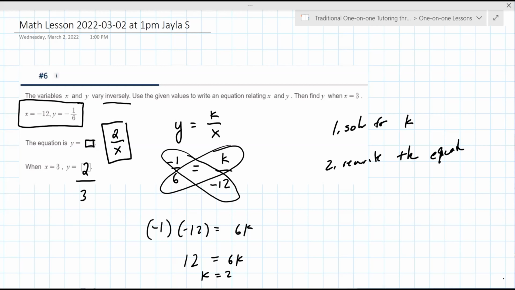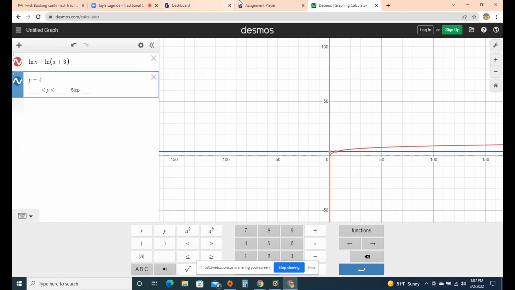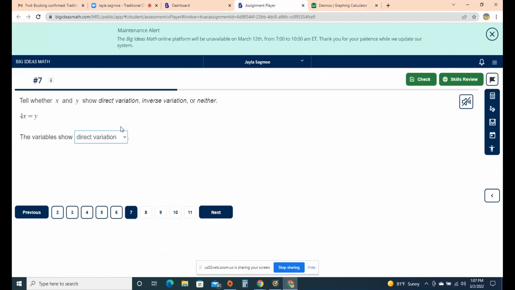But that one was right, so I'll share my screen back. Great. And would this be a direct variation because the 4 would be divided by? Well, it's y equals kx, and k in this case is 4. So yes, it's direct variation. Perfect. Cool.